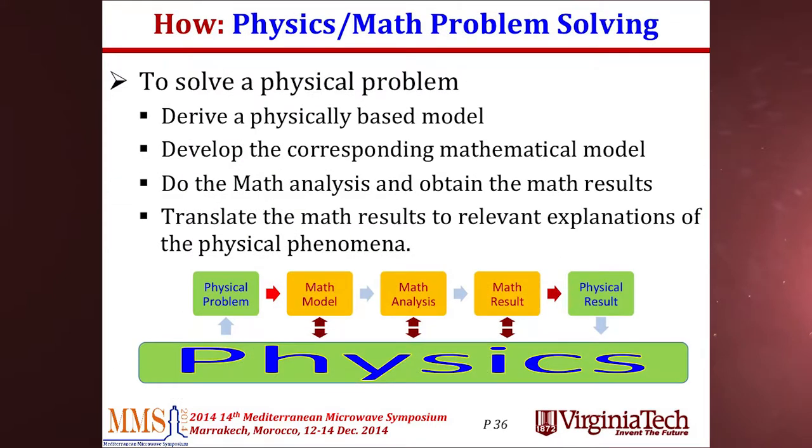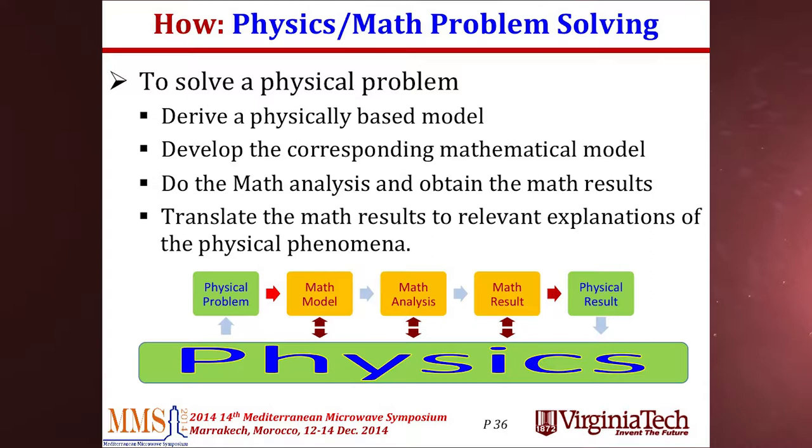So I show this picture here. I say the physics problem has to be in our background at all times. We can never leave it. Throughout the solution, I have to relate always to the physics. So I start with the physical problem. I bring out a math model to represent that physical problem. I do my math analysis, I get a math result, and very importantly, I interpret this result into physics again.